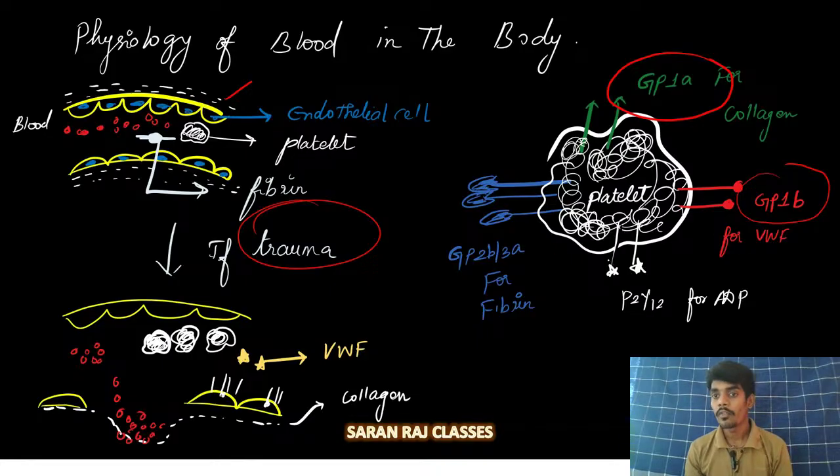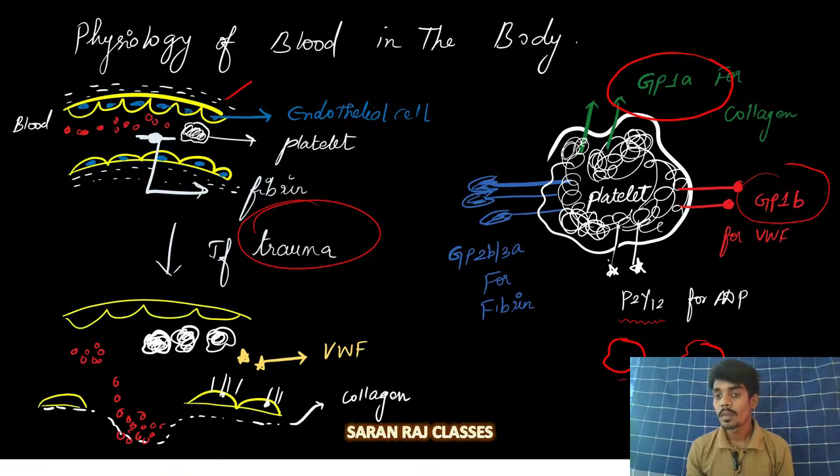So we have four receptors. One is GP1A, the second is GP1B, and the third is the P2Y12 receptor. This P2Y12 receptor we will discuss further later in this video. The fourth receptor is GP2B and 3A. This receptor is responsible for the firm attachment with another platelet. Consider this is the platelet molecule. Here we have platelets aggregated at the tissue injury site.